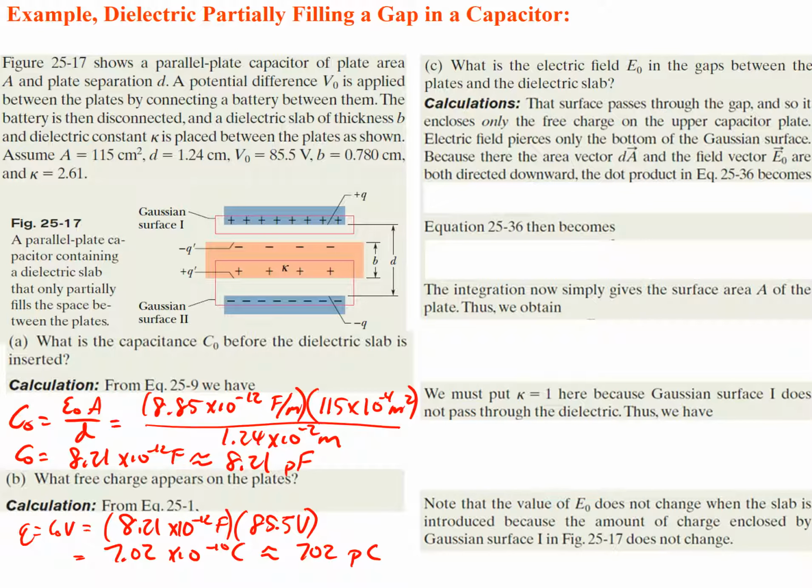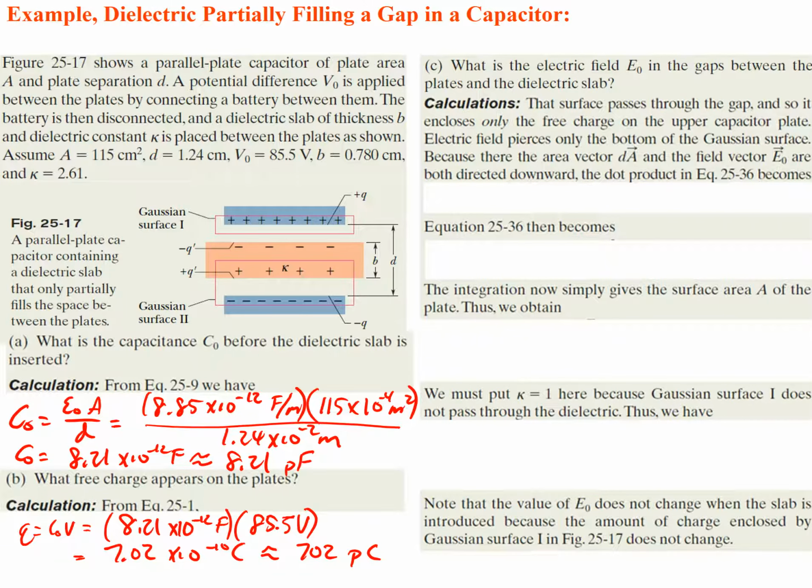All right. So what is the electric field E naught in the gaps between the plates and the dielectric slab? All right, so now we're trying to find what the electric field is between the plates and the slab. So in this region right here is what we're trying to find the electric field. All right. So the surface passes through the gap, and so it encloses only the free charge on the upper capacitor plate. Right. So if we do a Gaussian surface here, it's only encompassing the free charge on the plate.